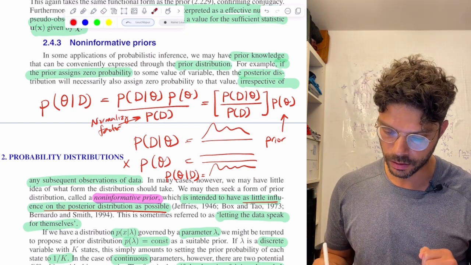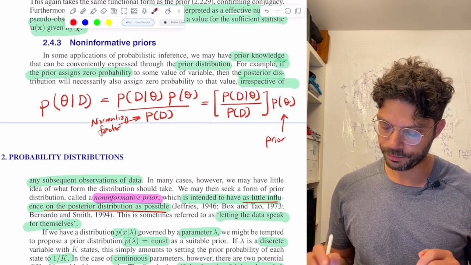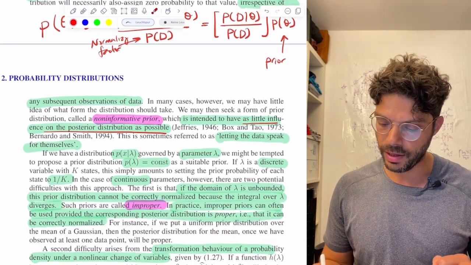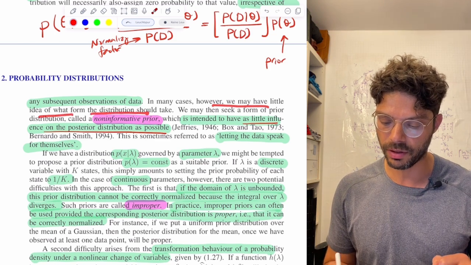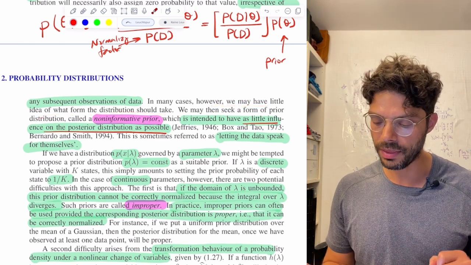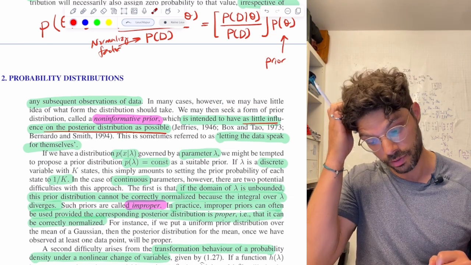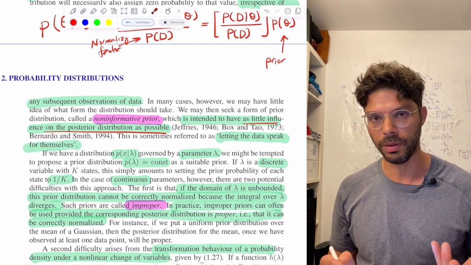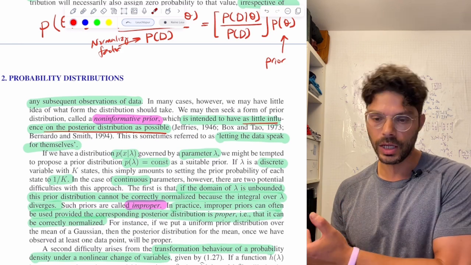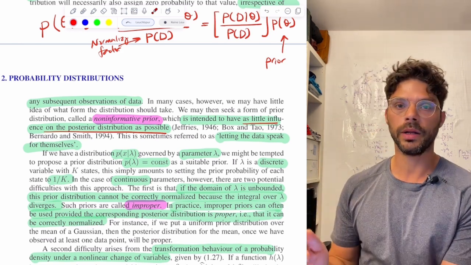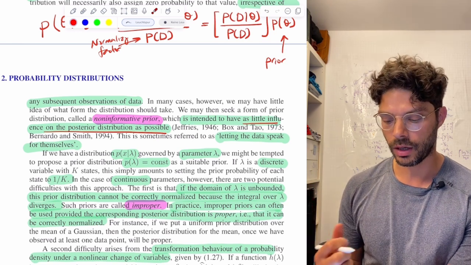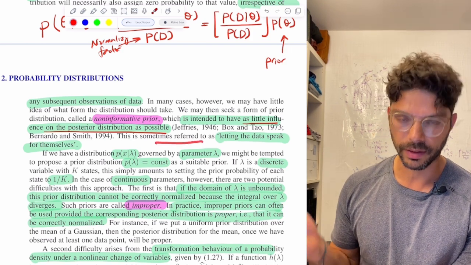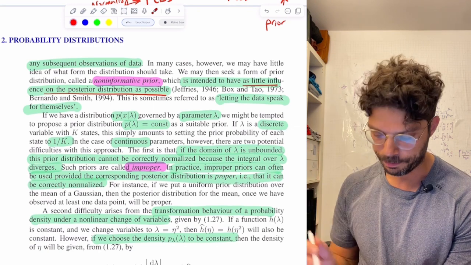Okay, so let me erase this stuff. Okay. So laser pointer I've got. Okay, in many cases, however, we may have little idea of what form the distribution should take, right? We may then seek a form of prior distribution called the non-informative prior, which is intended to have as little influence on the posterior distribution as possible. So we don't really know what the prior should be, but we might still, for whatever reason, need one to do our inference. So we want to pick one that doesn't influence our posterior. So as little influence on the posterior as possible. This is sometimes referred to as letting the data speak for itself.